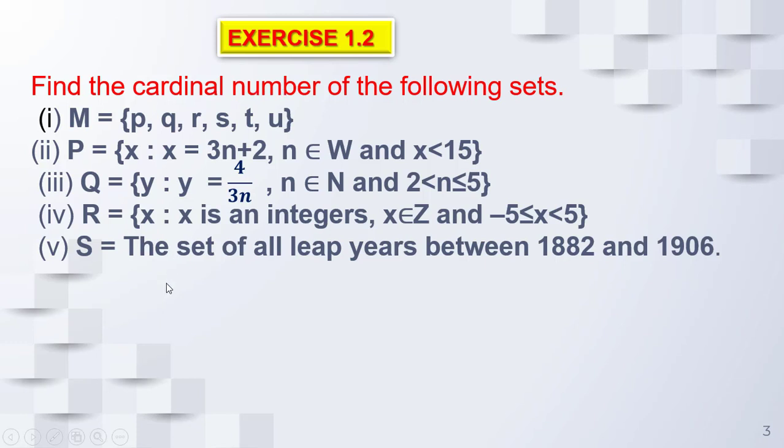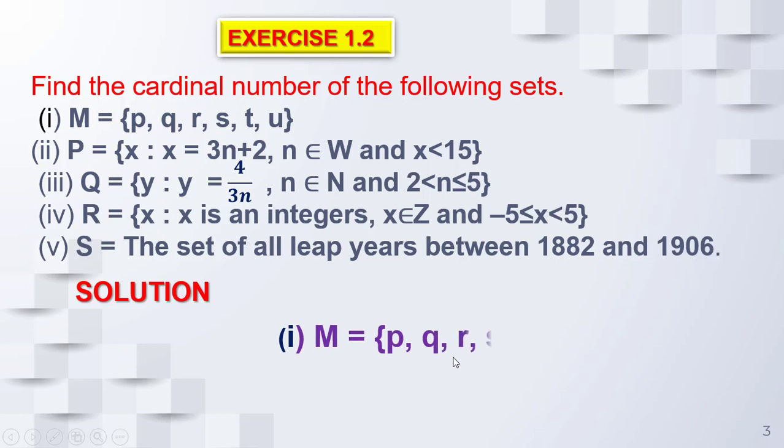Now let us go to the solution. Our first problem is M equal to set containing the element P, Q, R, S, T and U. Cardinal number means we have to write the number of elements in the set. Here we have 1, 2, 3, 4, 5 and 6. Hence, n of M equal to 6. Now, let us go to the second problem.